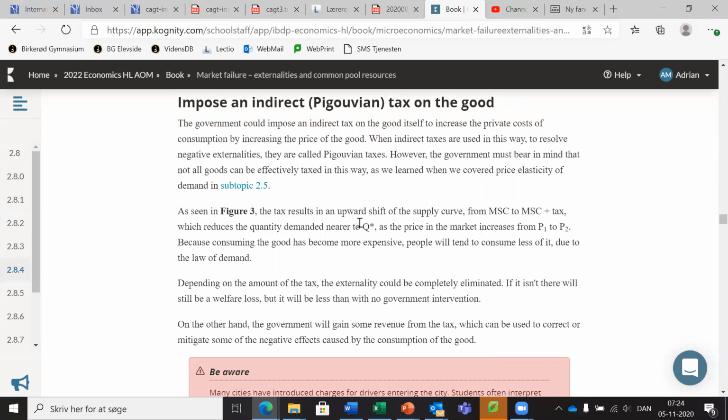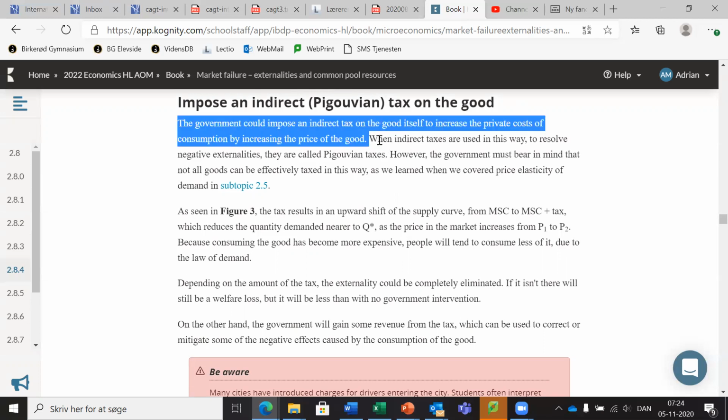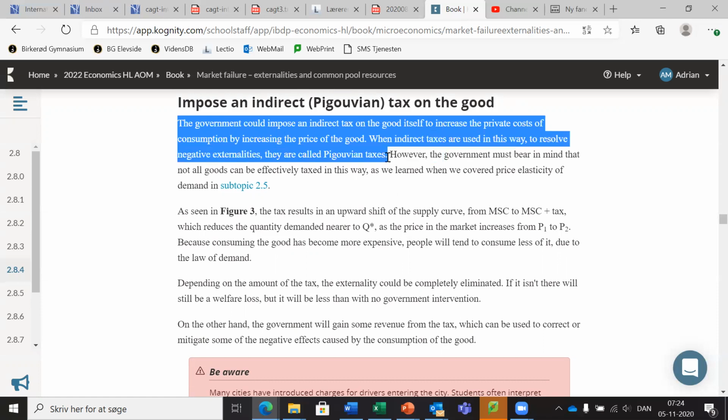Just in terms of definition, whenever the government imposes an indirect tax on the good itself to increase the private cost of consumption by increasing the price of the good, these indirect taxes are called Pigovian taxes. And then there's a point about the elasticity here as well.